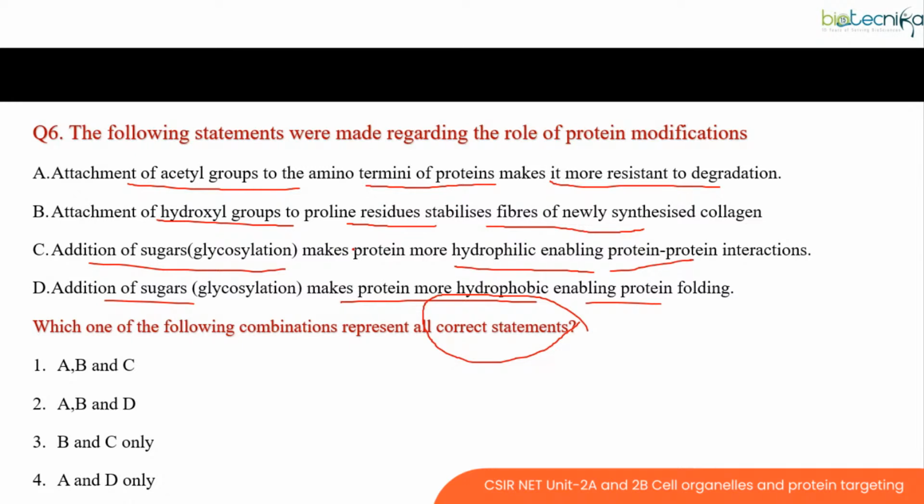So basically, protein modifications happen in which cell organelle? This glycosylation and all will happen in which cell organelle? Specifically, the glycosylation. You are aware, right? We have two types of glycosylation, N-linked and O-linked. So what are the cell organelles where this process will be carried out?